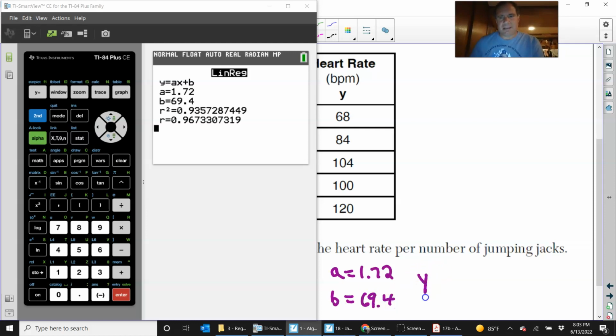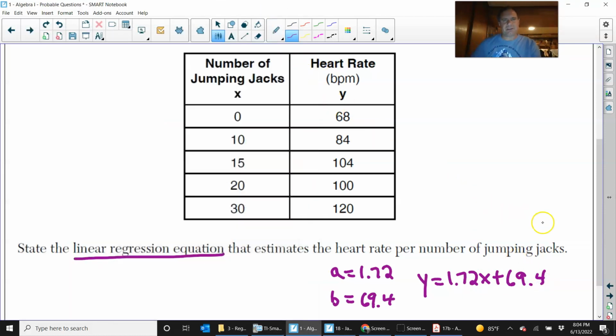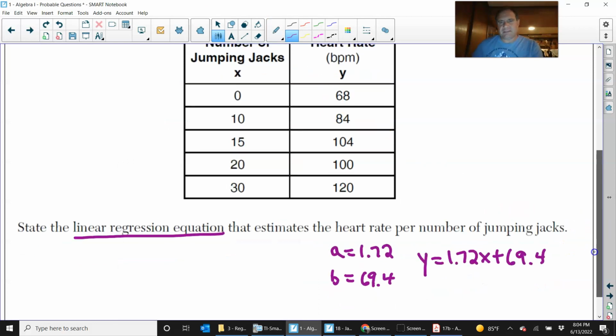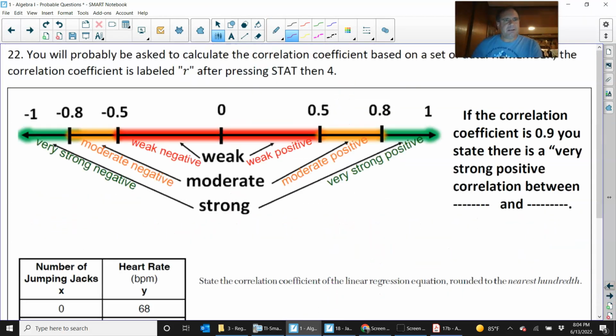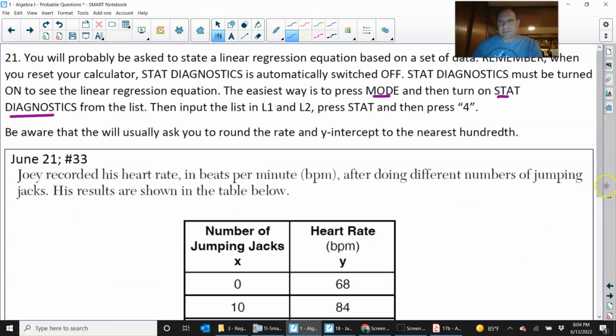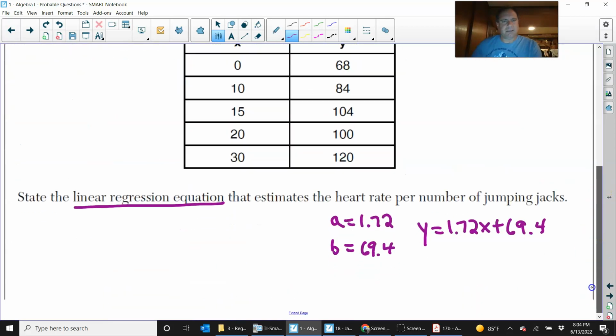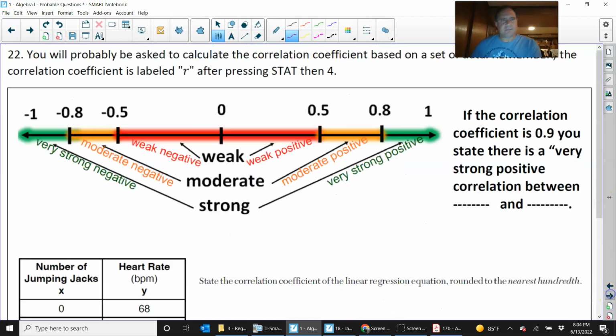So it is y equals 1.72x plus 69.4. That is the linear regression equation for this set of data. All right, we're going to press, is that it? Okay, yes, that is it. All right, going crazy here.